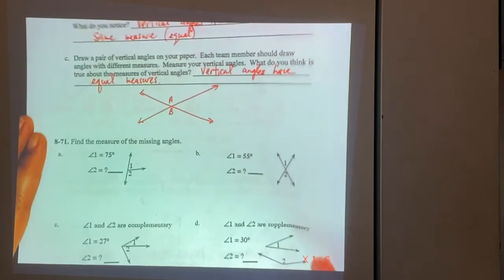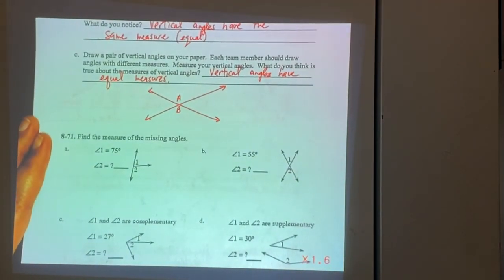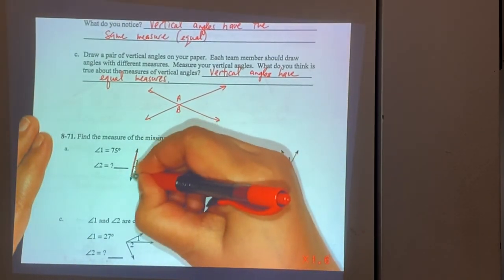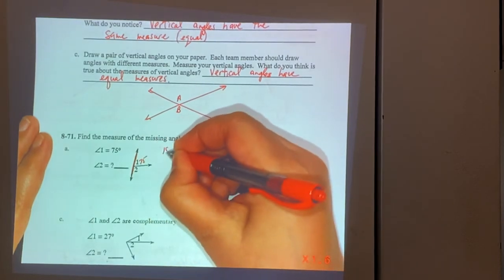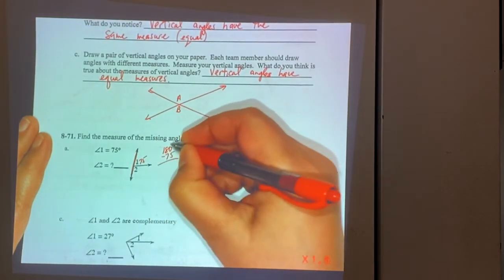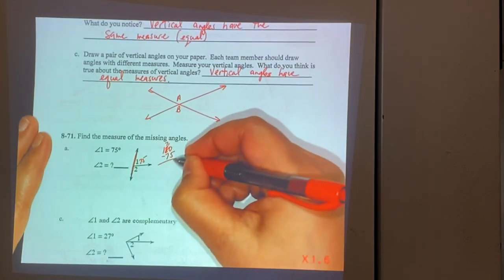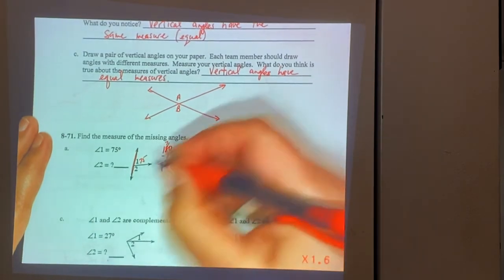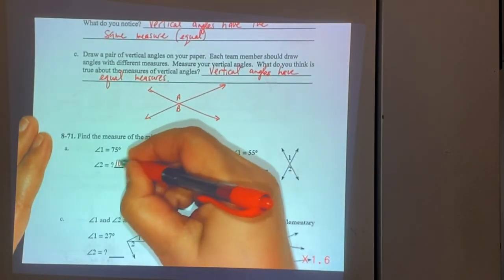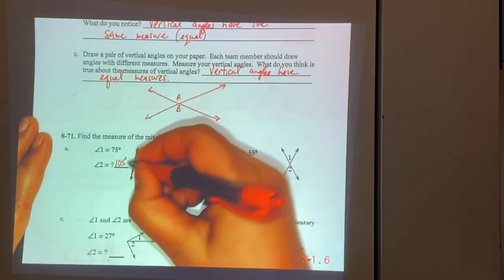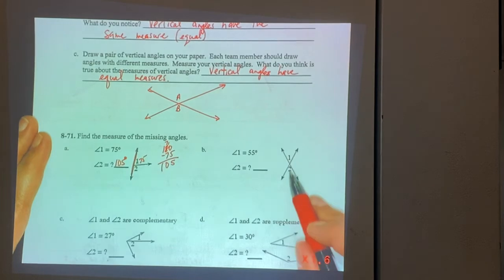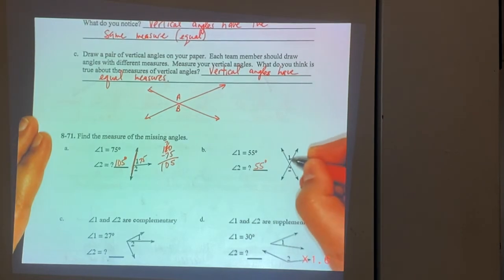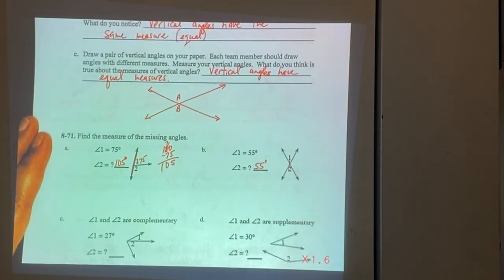Okay, last part. 71. Find the measure of each of the missing angles. Okay, so this is a straight angle, and that's supposed to be 180 degrees. So if this one's 75, do 180 minus 75. So this one's 105. Okay, these are vertical angles, and we say they have the same measure, so if one is 55, the one across from it, the vertical one, is also 55.